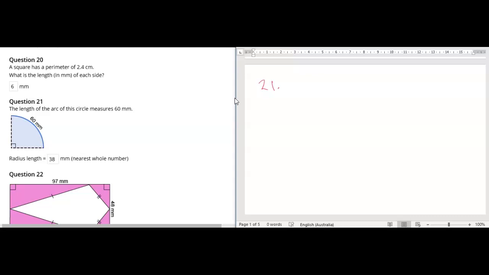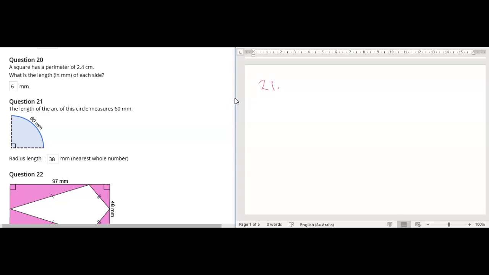All right, the length of the arc of this circle measures 60 millimeters. Okay, so we've got that arc length there. The radius length is what we have to work out. We've already done 2 questions involving an arc. There could have been more. I can't really remember from designing this test, but you should see that this is a right angle.